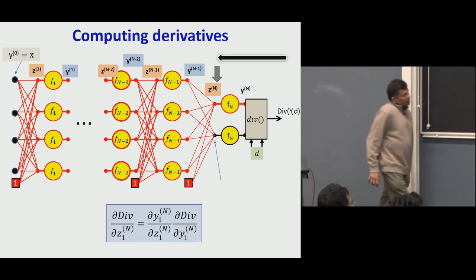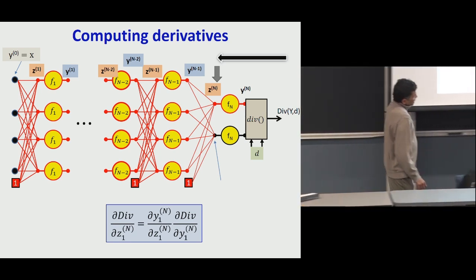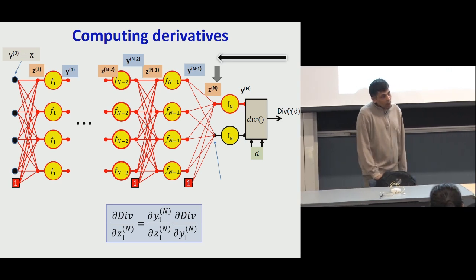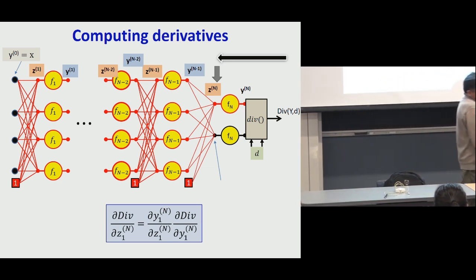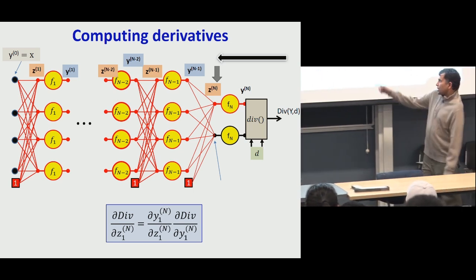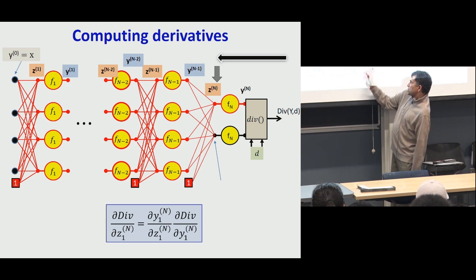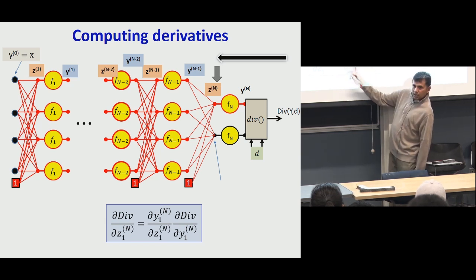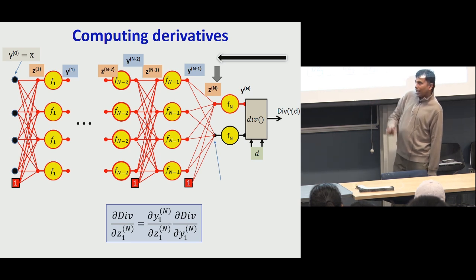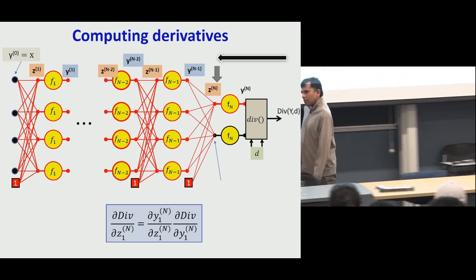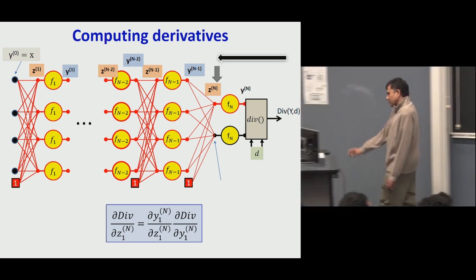Subsequently, I can compute the derivative of the divergence with respect to the affine values going into each of these neurons, right? And by the chain rule, the derivative of the divergence with respect to z is simply going to be the derivative of the divergence with respect to y times the derivative of y with respect to z. And now, since you're working your way backwards, this first term has already been computed.